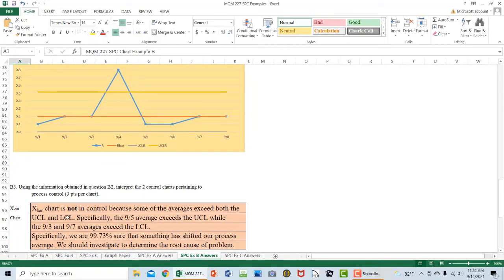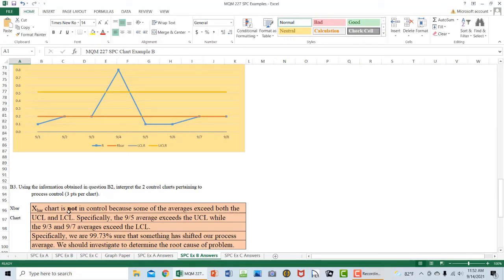For the X bar chart, the X bar chart is not in control because some of the averages exceed both the upper control limit and lower control limit. Do not put upper specification limits and lower specification limits. That's not what this question is asking. This refers to what our machine is capable of, not what the engineers say we must be producing parts to.